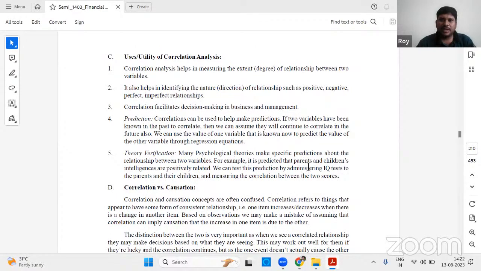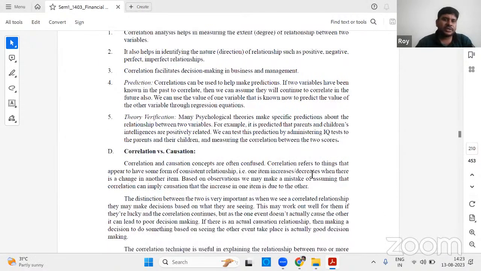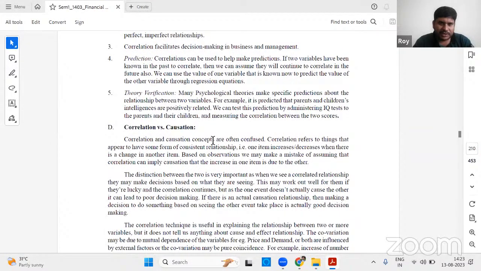For example, if we predict the parents' and children's intelligence are positively related, we can test this prediction by administering IQ tests. Next, correlation versus causation. These concepts are often confused. Correlation refers to things that appear to have some form of consistent relation. That is, one item increases or decreases when there is a change in another item. Based on observation, we may make the mistake of assuming that correlation simply causes causation, that the increase in one item is due to the other. The distinction between the two is very important.